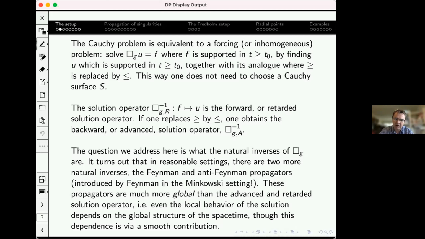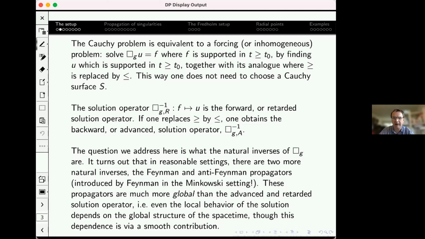The claim is that in reasonable settings, and I have to say something about what a reasonable setting is, there are two more natural inverses, the Feynman and the anti-Feynman propagators. There's a reason why I quote Feynman: they play a role in quantum field theory. These propagators are much more global in a sense than the advanced and retarded solution operators. The advanced and retarded ones, forward and backward in time, really come from the local solvability theory for the wave equation. The Feynman and anti-Feynman propagators are much more global.